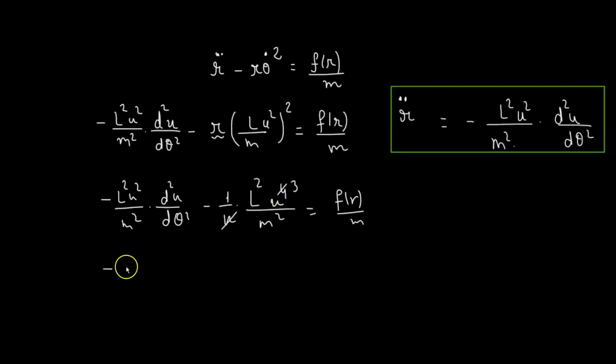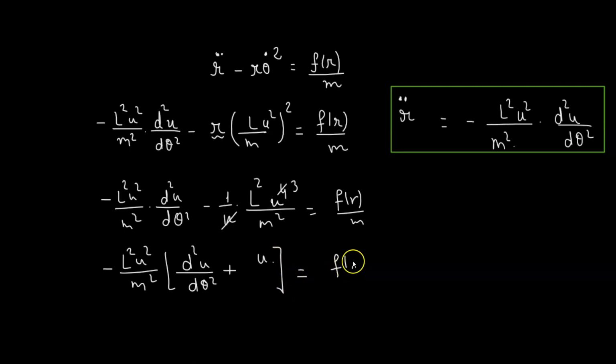So finally we can take negative L squared u squared over m squared common, so that will be d squared u over d theta squared, plus u, which will be equal to f of r over m.